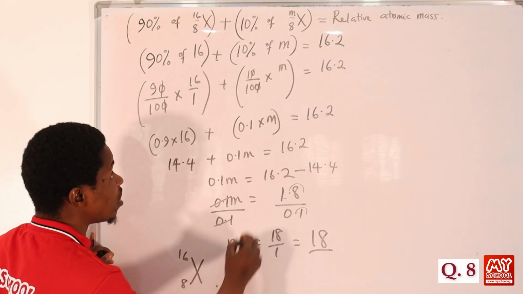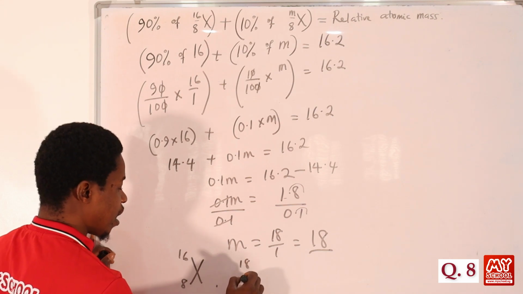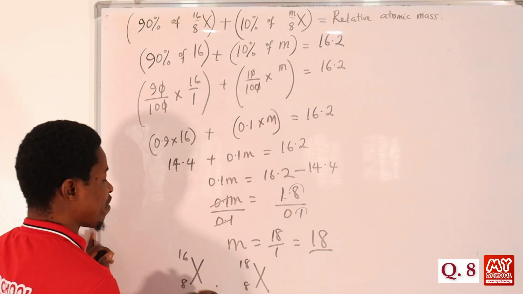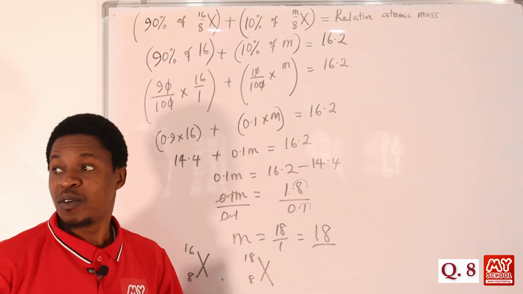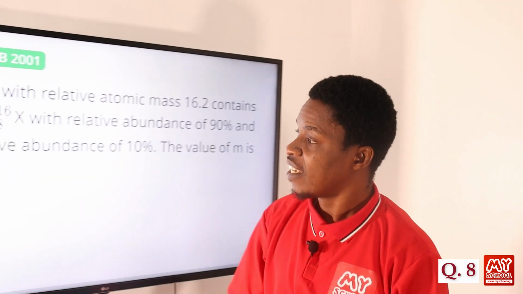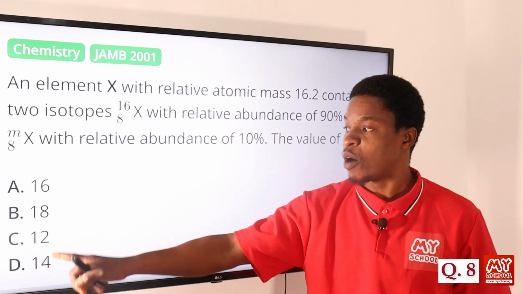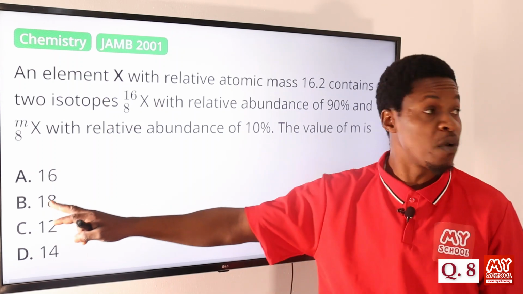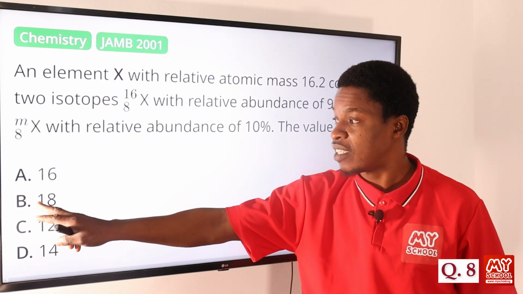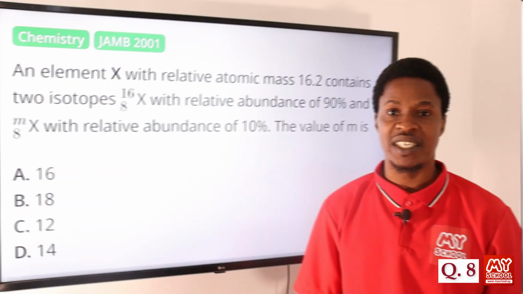Of course, you can guess what element it is. So let's move on to the screen to see what we have there. We have option A is 16, option B is 18, option C is 12, option D is 14. So the correct answer for what we got on the board is 18, so the correct answer is option B.